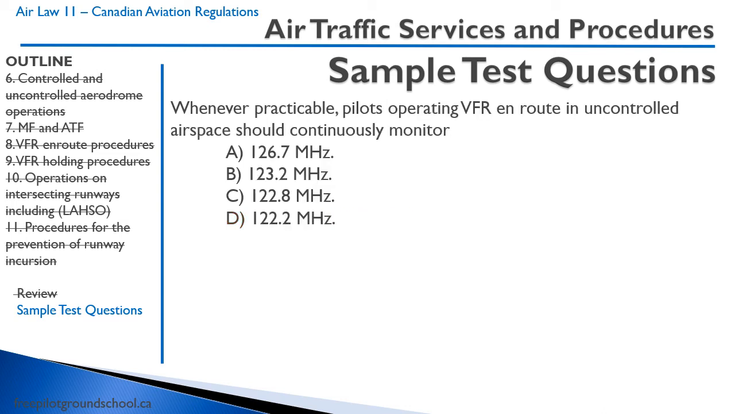Whenever practicable, pilots operating VFR en route in uncontrolled airspace should continuously monitor. So this one just kind of comes down to memory and probably which one is not like the other. 123.2 and 122.8, if you recall, are the ATF frequencies. 122.2 is another kind of similar frequency. So the correct answer is 126.7. You can also get a hold of flight service on that frequency too.